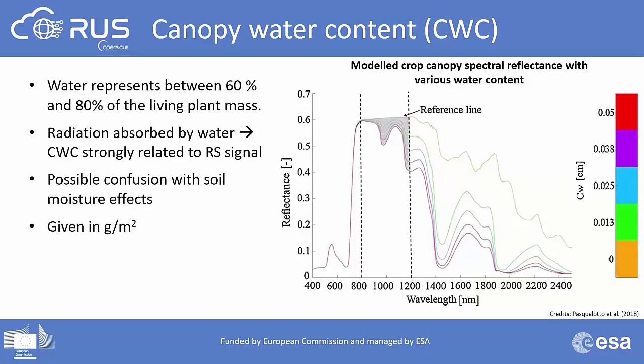The variable that is the best related to the remote sensing signal is defined as the mass of water per unit ground area, so gram per meter squared, for example. One of the difficulties in retrieving the variable is the possible confusion, for example, with soil moisture. On the picture, you can see the top of canopy reflectance modeled with different water content, where the CW means leaf water thickness in centimeters, at a fixed leaf area index of 4.5.